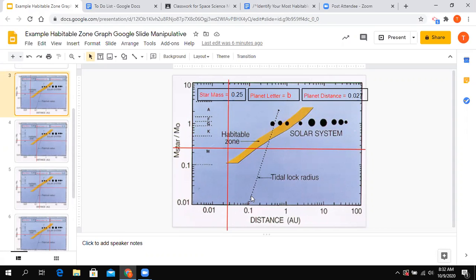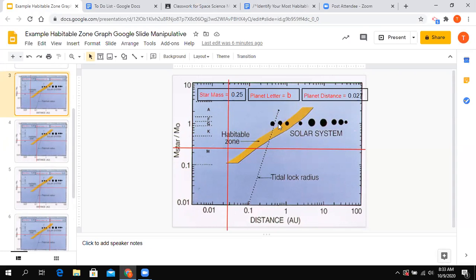So a planet that's tidally locked would be difficult for life as we know it to exist there, because one side of the planet would be extremely hot all the time and the other side of the planet would be extremely cold all the time. Now, our solar system has two planets that are partially tidally locked. One is Mercury. See how close Mercury is to the tidal lock line? It is partially tidally locked. Venus is also partially tidally locked.